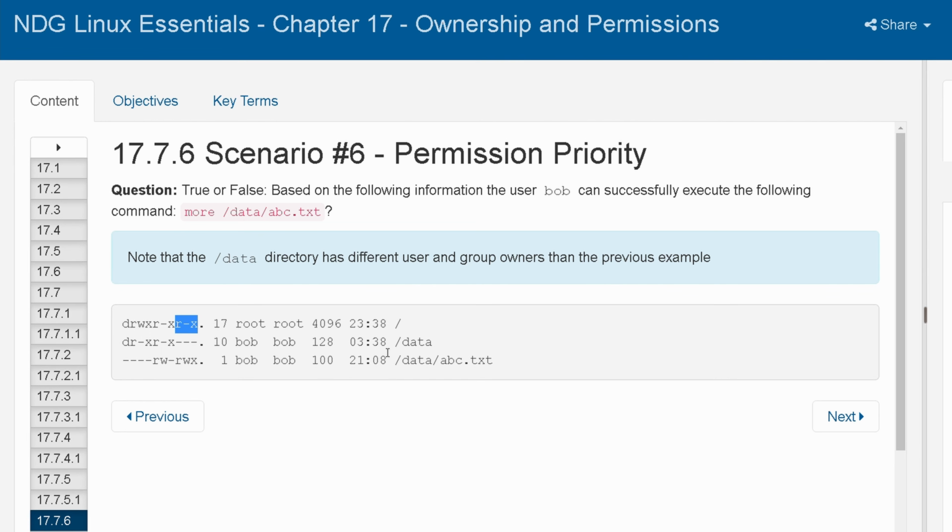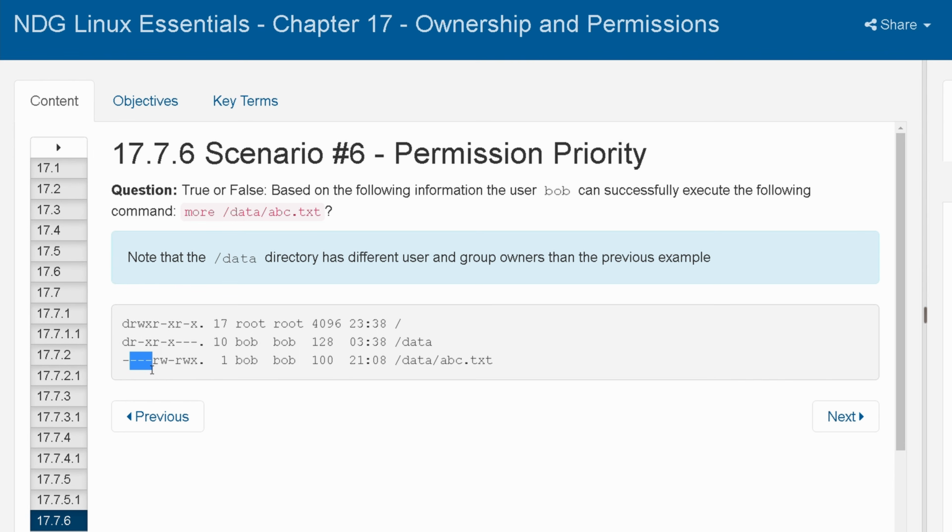Since we can execute, we're going to move down to the next level, which is /data. We see that we have Bob and Bob in here. So we need to look at the user. And the user, we can read and execute, meaning that's great. We can go into this directory, and now we are going to look at this file part. Since we are in this directory, we are going to try to run it. However, we can see that we don't have the appropriate permissions for Bob, the user, here.